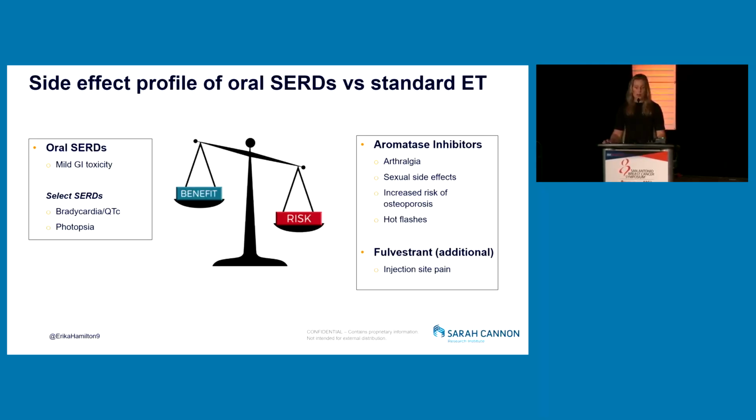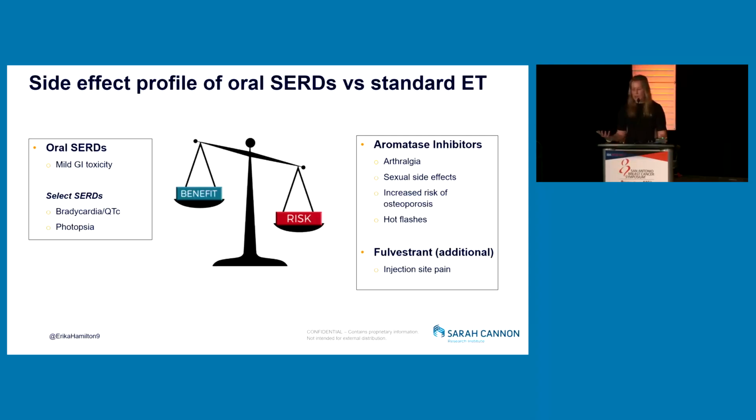Oral SERDs can have mild GI toxicity, a little bit of nausea, a little bit of diarrhea. I think that this is actually different among compounds in the class, but it's very hard to tease out in a phase 1 population. We also have select SERDs that can have bradycardia or this odd visual phenomenon that we're classifying as photopsia, which doesn't impair reading or driving or anything like that. It's just when there is a change in ambient light, you get a little bit of waffling of your vision temporarily, 30 seconds, a minute maybe.